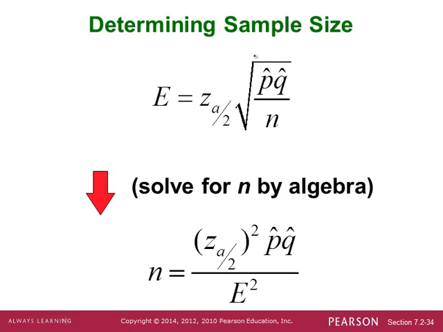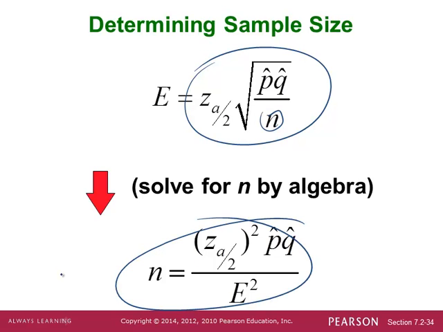Now, remember that this is how we calculate margin of error, where we take the critical value times the square root of p hat q hat over n. Well, suppose that we know E, but we don't know what n is. Of course, we know what z sub alpha over 2 is. We know what p hat and q hat are. So if the only thing that we don't know is n, and we want to solve for n, we could divide both sides by z sub alpha over 2, square both sides, divide by p hat and q hat, and then flip everything upside down, and we would end up with this. Just a little bit of algebra to solve for n.